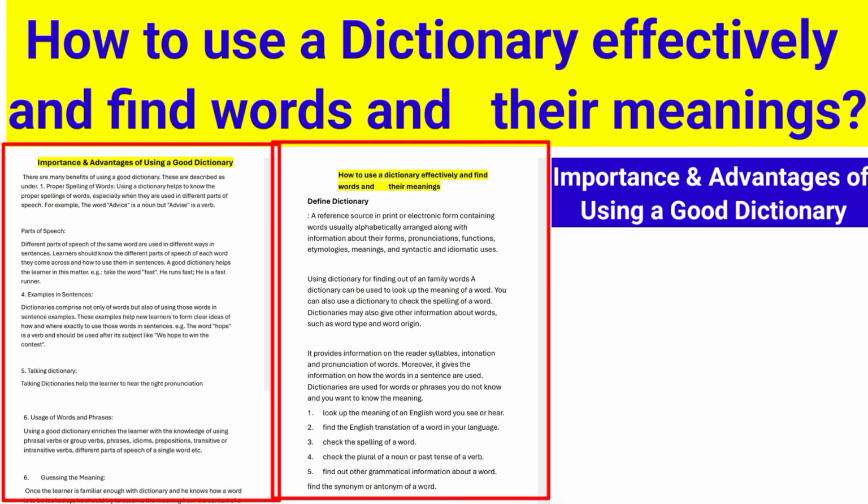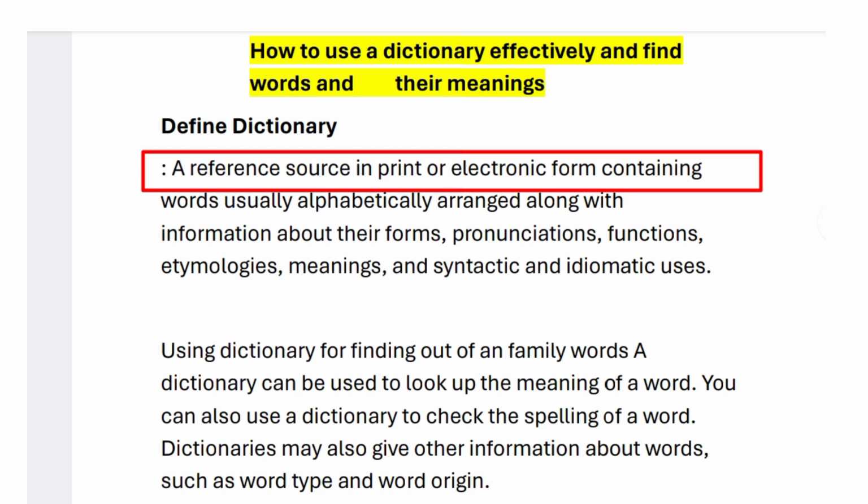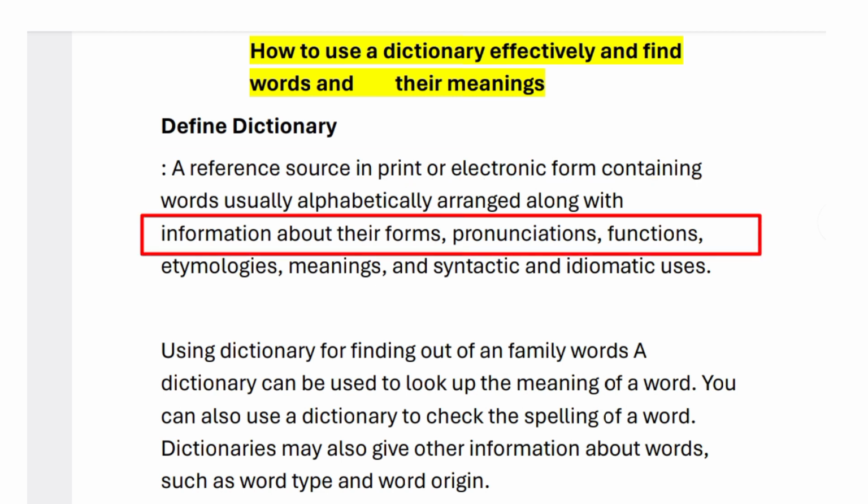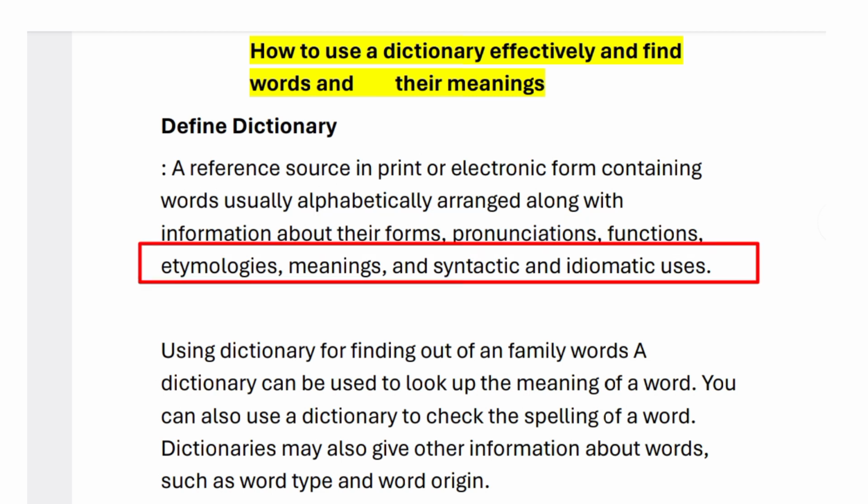How to use a dictionary effectively and find words and their meanings. Define dictionary: a reference source in print or electronic form containing words, usually alphabetically arranged, along with information about their forms, pronunciations, functions, etymologies, meanings, and syntactic and idiomatic uses.